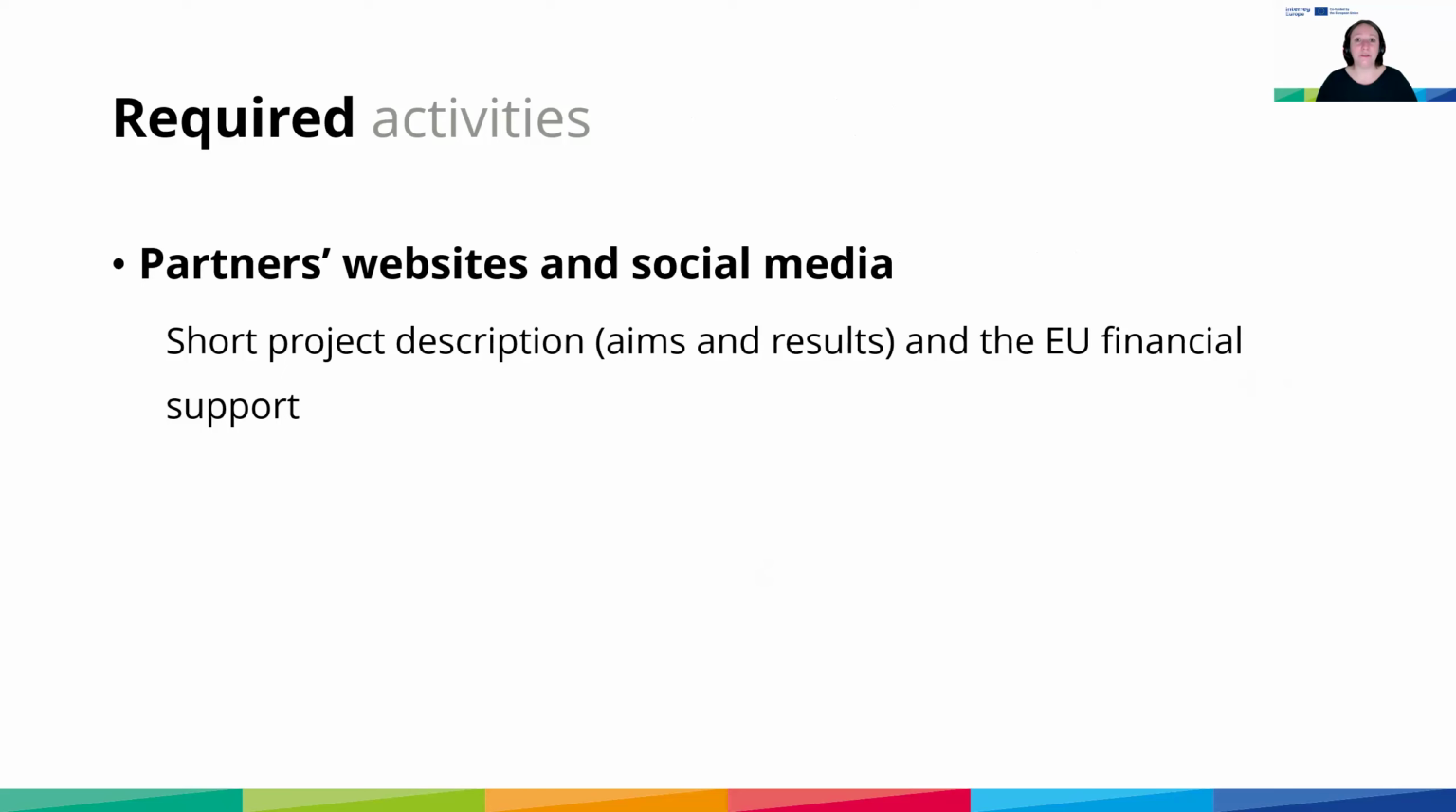There's a few things that you need to do as a project partner. The first thing is that you need to write a short project description and mention EU funding on any of your partners' institutional websites. So put it on your own website, make sure your partners do the same. And if your institution has any social media platforms, please share the fact that you have been approved for this project and mention EU funding on your social media as well.